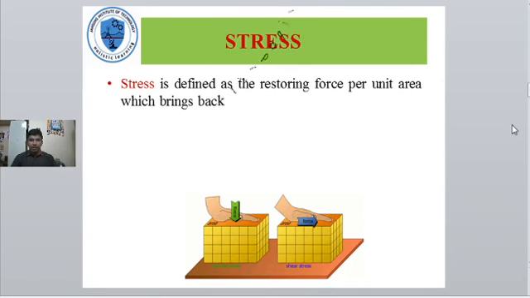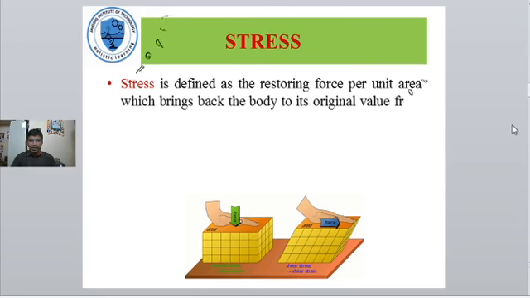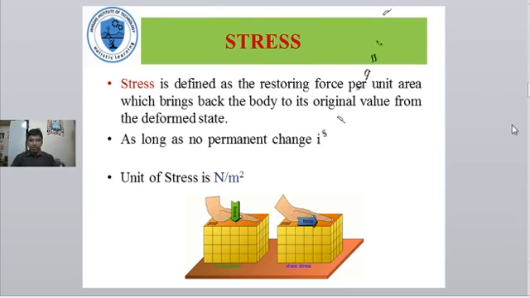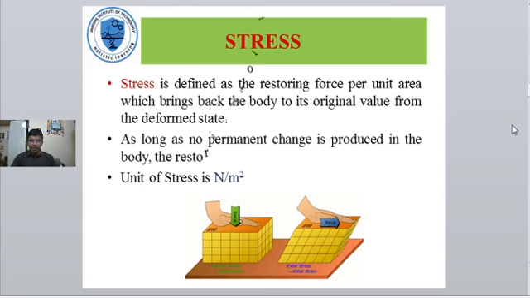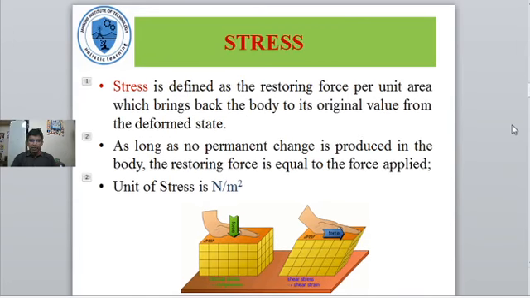Next, we will learn stress. Stress is defined as the restoring force per unit area which brings back the body to its original value from the deformed state. As long as no permanent change is produced in the body, the restoring force is equivalent to the force applied. So numerically, stress is equivalent to force experienced per unit area. The unit of stress is Newton per meter squared. Here you can see two different kinds of stresses, normal stress and shearing stress.